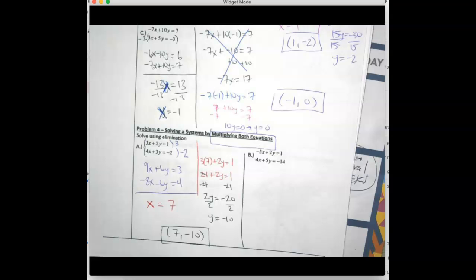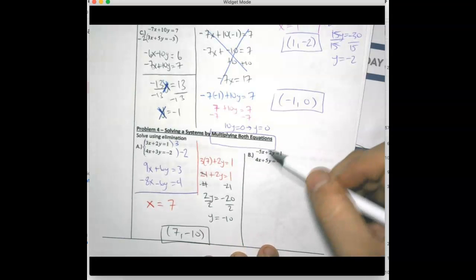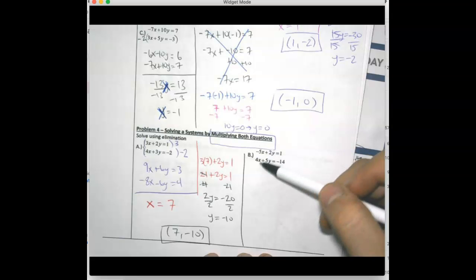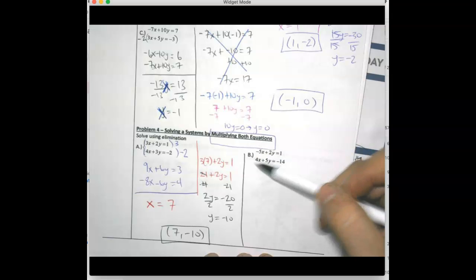This next one, I can make opposites. I still have to multiply both equations, and remember, I'm always trying to think of the LCM of the coefficients. The least common multiple of negative 5 and 4 is 20. So I can make this into negative 20 and this into 20. Multiply by 4 and by 5.